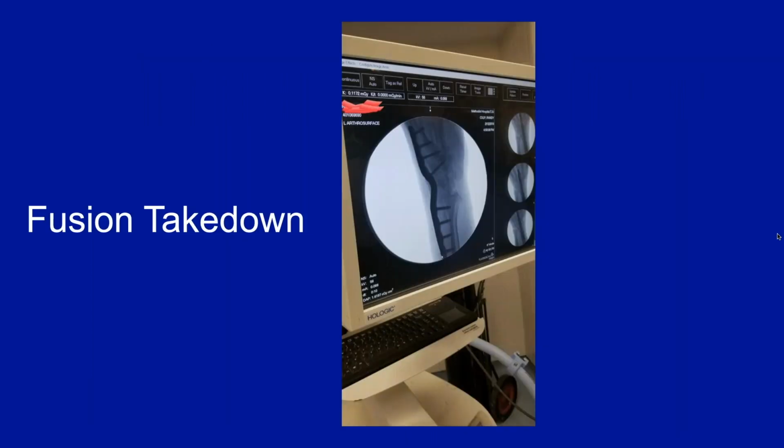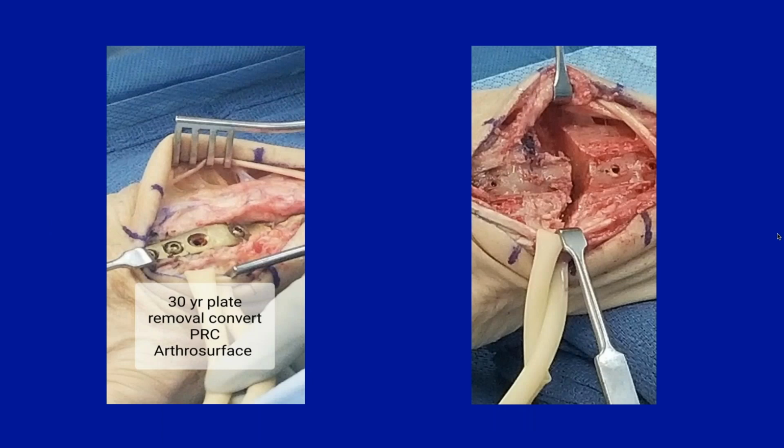We have had patients where we took down a total wrist fusion, as you can see on the fluoroscopy there. Next slide. We took the plate out. Interestingly enough, the extensor tendons were still intact and still worked. This patient had a fusion for 30 years, and I converted that to a PRC and an Arthrosurface. The patient is very grateful to have motion. Next slide.